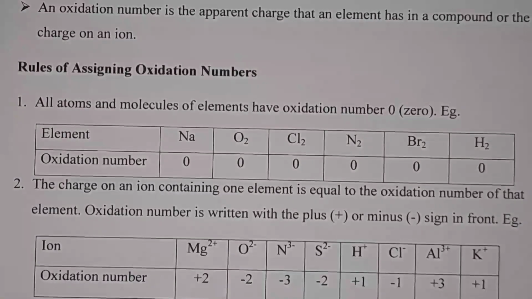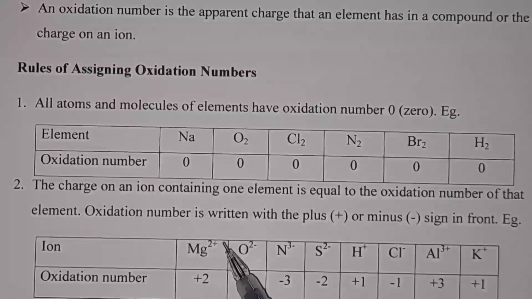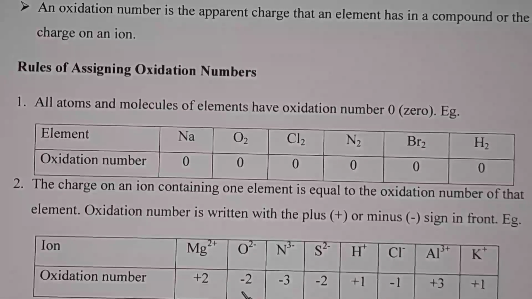E.g., we have ions of magnesium, oxide ion or oxygen ion, nitride ion, sulfide ion, hydrogen ion, chloride ion, aluminum ion, and also potassium ion. So the oxidation number will be just equal to the charge on the ion. Here we have plus 2 or 2 plus, that means the oxidation number will be plus 2. Here we have 2 minus, so it will be minus 2. Here we have 3 minus, it will be minus 3. And so on and so forth.